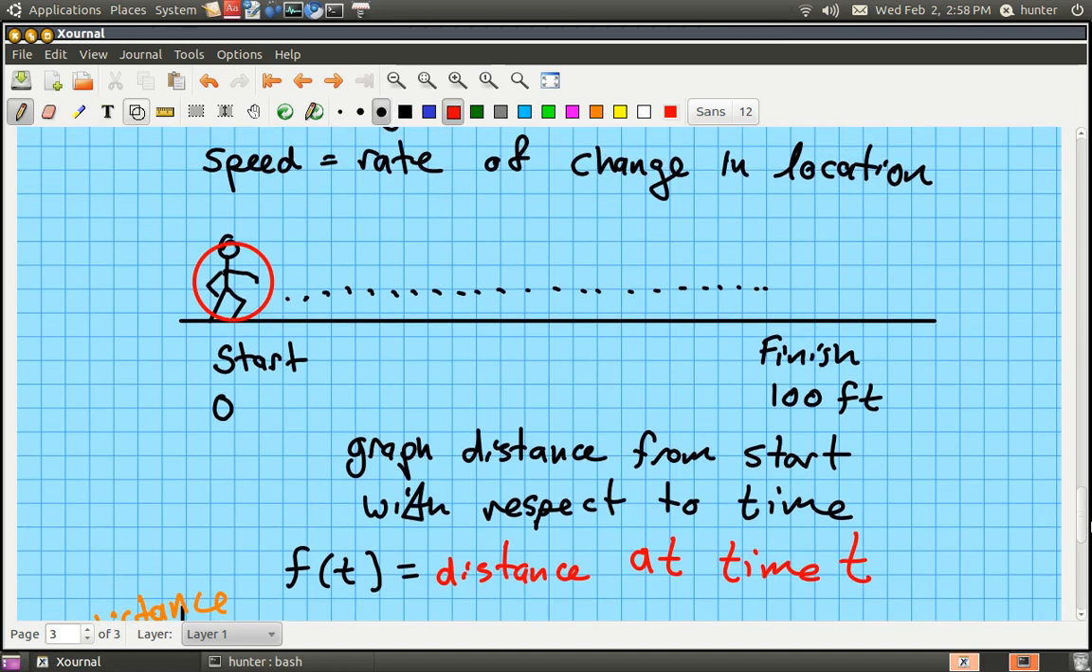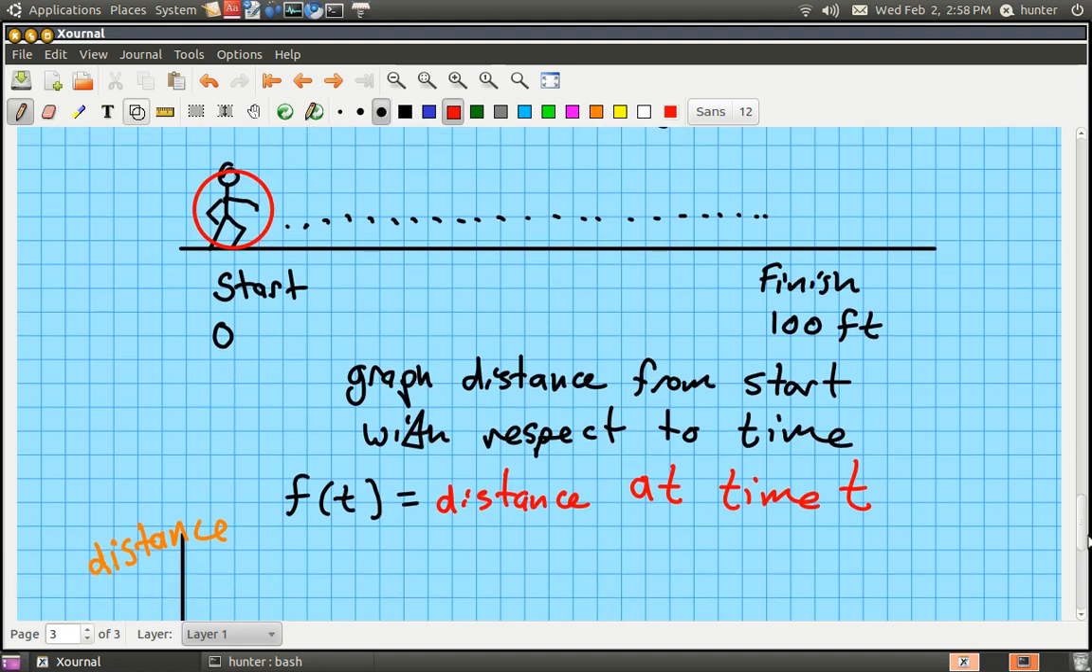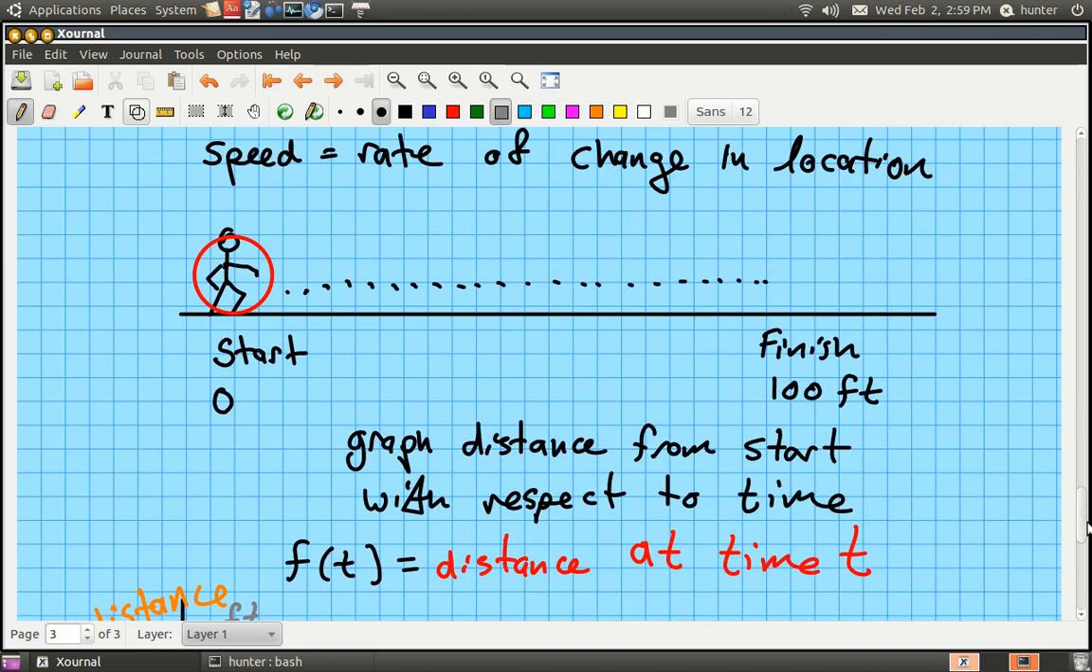He hasn't gone anywhere. And we know that some time later he ends up over at the finish, which is 100 feet away from where he started. Maybe we should make a little notch here on the y-axis to indicate where he finally stops. So let's say that this is 100 feet. This time, let's use the units of seconds, and on distance we're using the units of feet. So I'm just going to make up a curve. The curve could look kind of crazy, right?